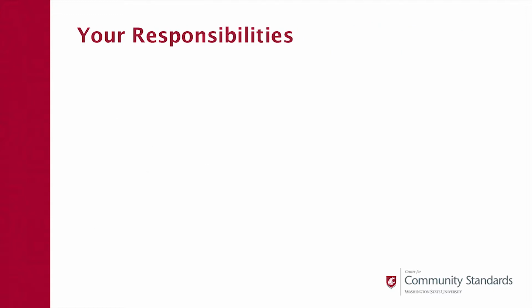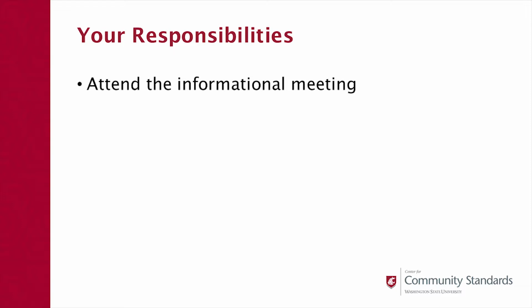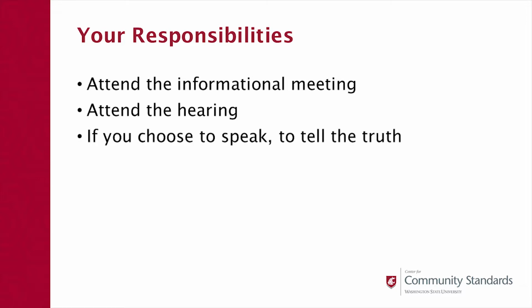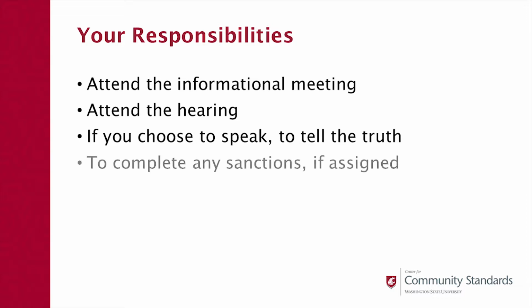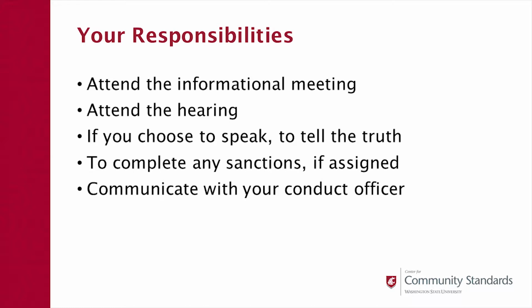You also have many responsibilities in the process that correspond to your rights. You have the responsibility to attend this informational meeting. You also have the responsibility to attend whatever hearing comes next, whether it's the conduct officer hearing or the conduct board hearing. We will talk more about notifications of those hearings in the next step. If you choose to speak at any hearing or to a conduct officer or board member, you have the responsibility to tell the truth. While you are presumed not responsible, if you are found responsible, you may be assigned sanctions. You have the responsibility to complete those sanctions by the assigned deadline. You also have the responsibility to communicate with your conduct officer.